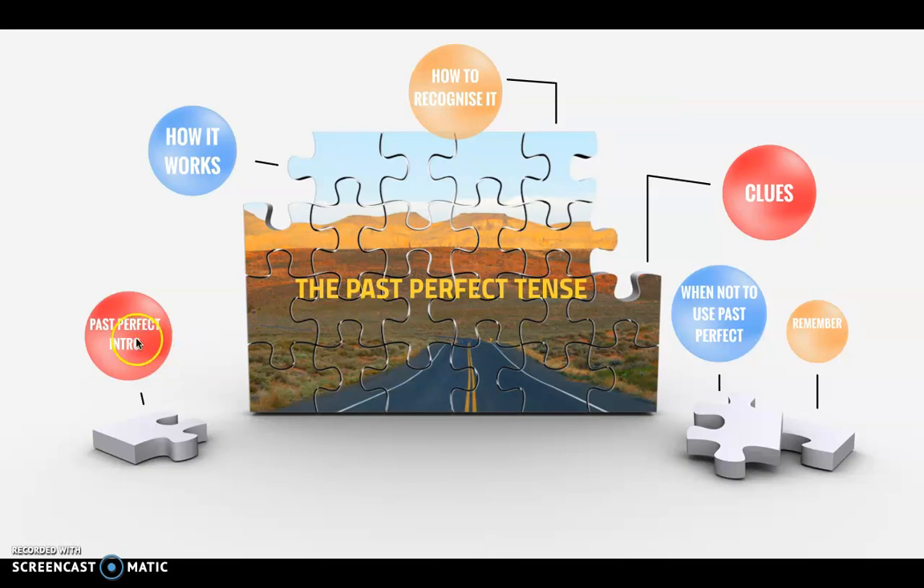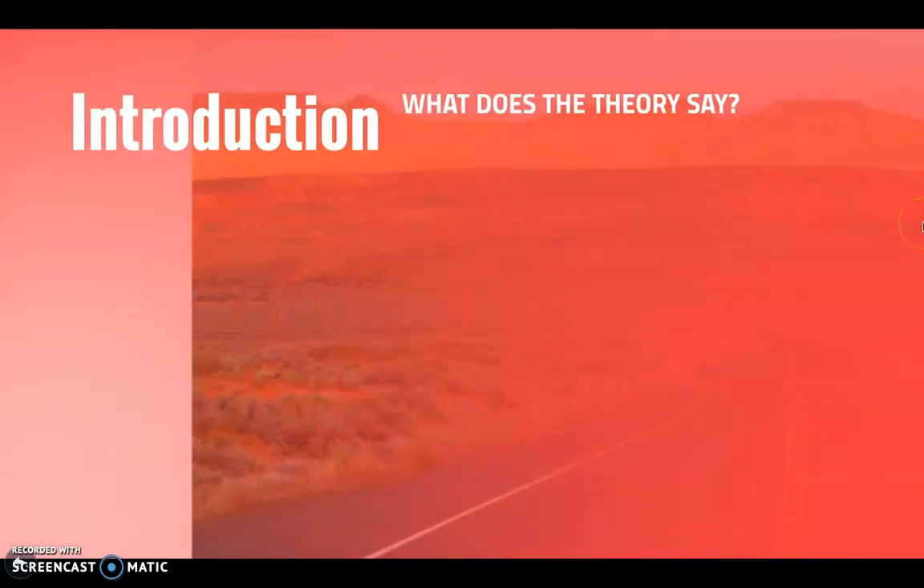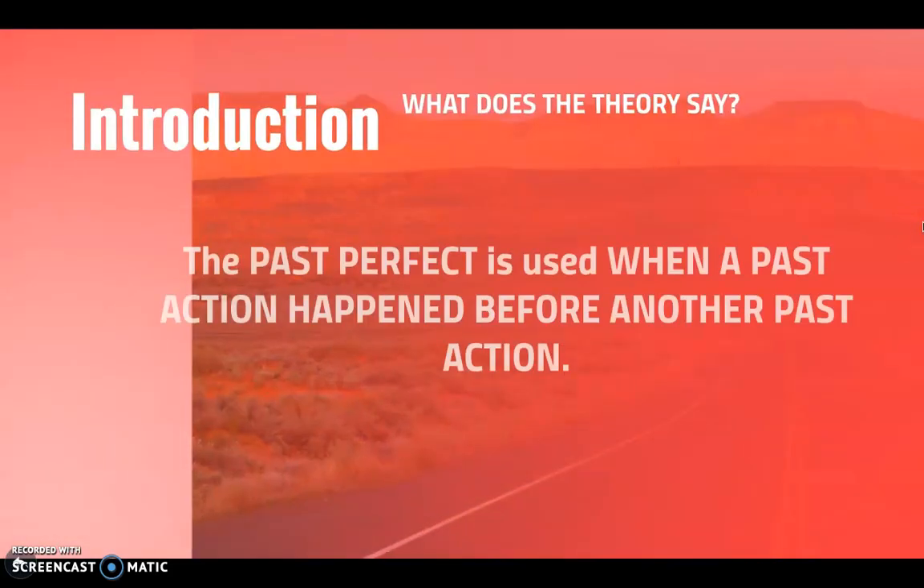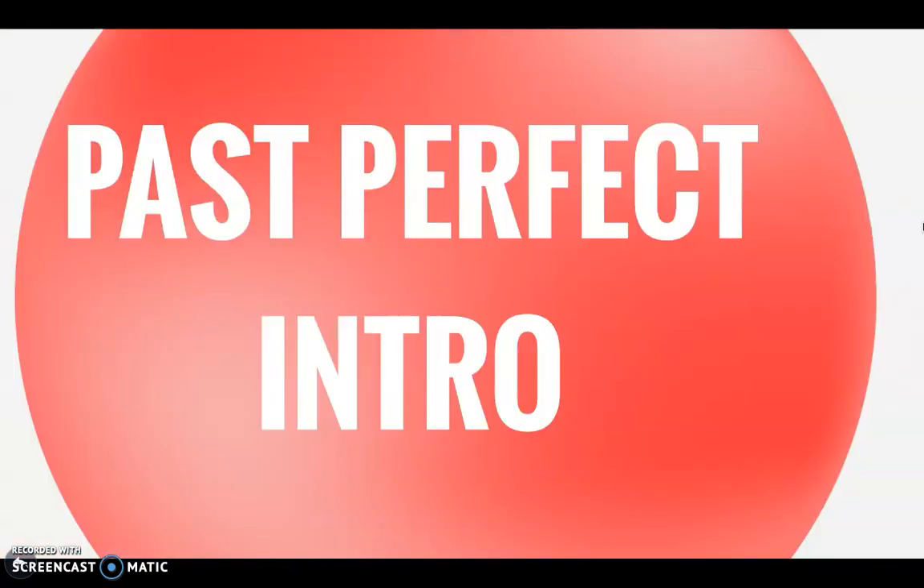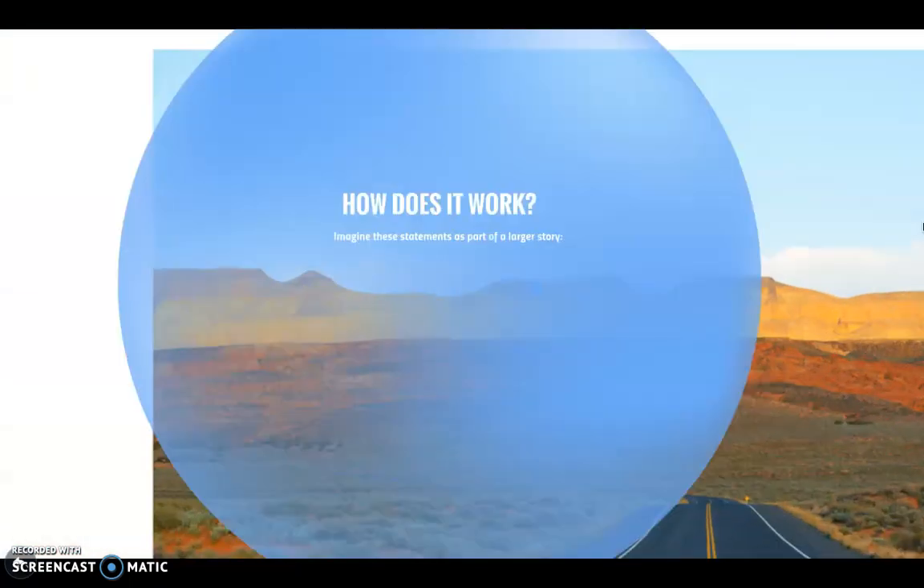So let's get started. I'm sure that you're familiar with the theory. It basically says that we use the past perfect when a past action happened before another past action. And this is a definition that, while it can be very clear, can also sound particularly tangled at times. So let's look at exactly how this tense works. We'll take an example for that.